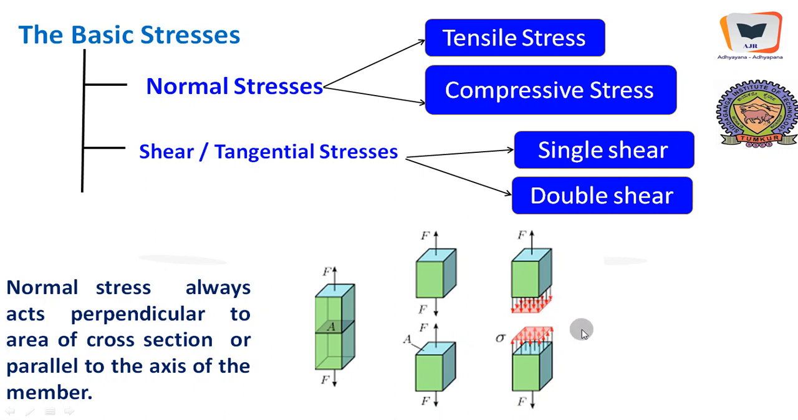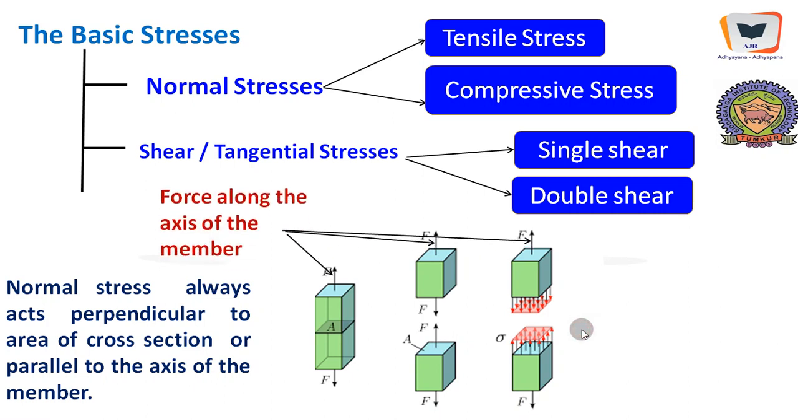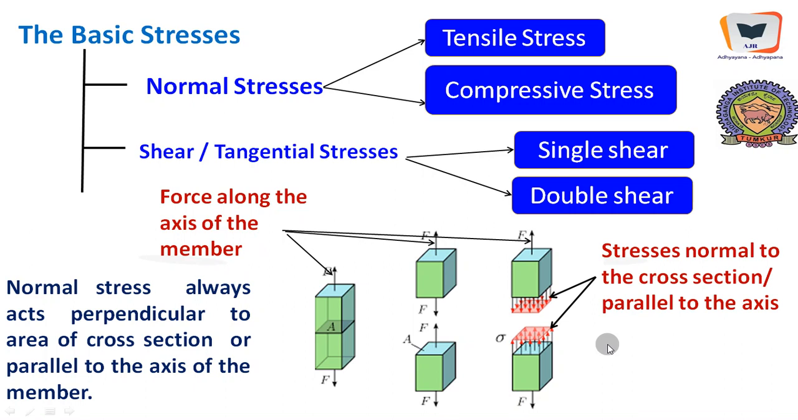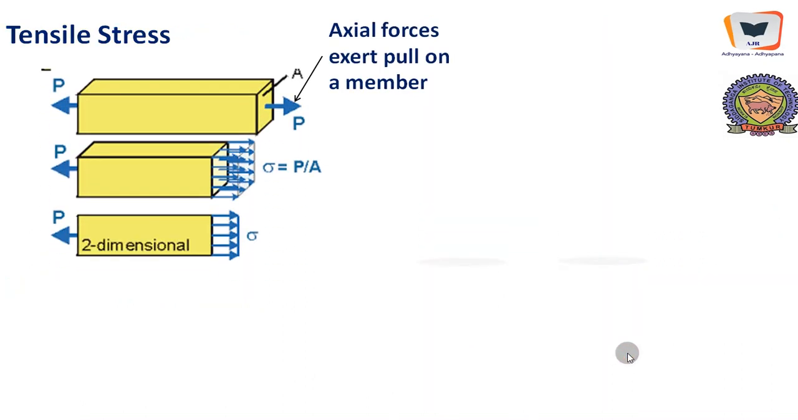Tensile stress will always try to pull the member, and stresses are normal to the cross section, or parallel to the axis. Tensile stress will be developed in a member if the axial forces exert a kind of pull on the member, something like this. This force is pulling this way and this force is also pulling this way. Therefore they should be equal to P. As far as engineering mechanics is concerned, the system is in equilibrium.